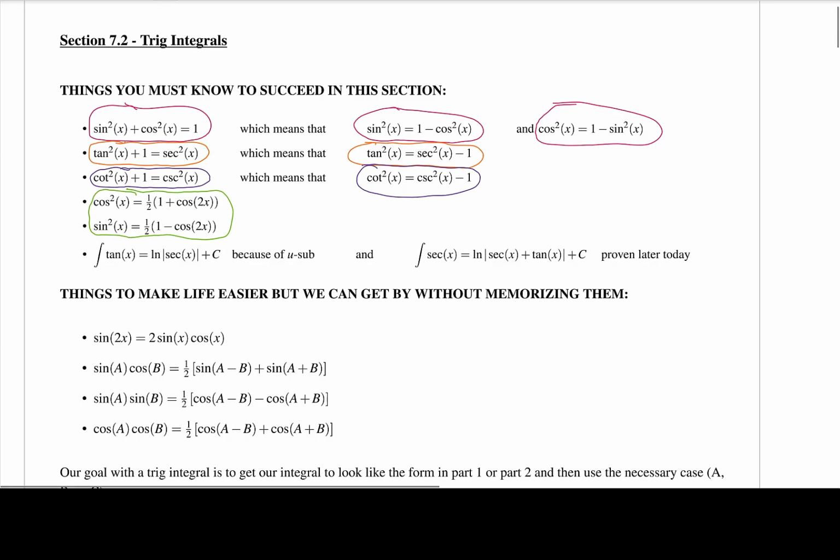This one right here comes from U substitution. Right, this is something we should already be able to do. And then this one right here, we will prove later today or tomorrow whenever 7.3 drops. But it's okay in the meantime if you want to use it on homework, quizzes, or the exam. You can use this if need be.